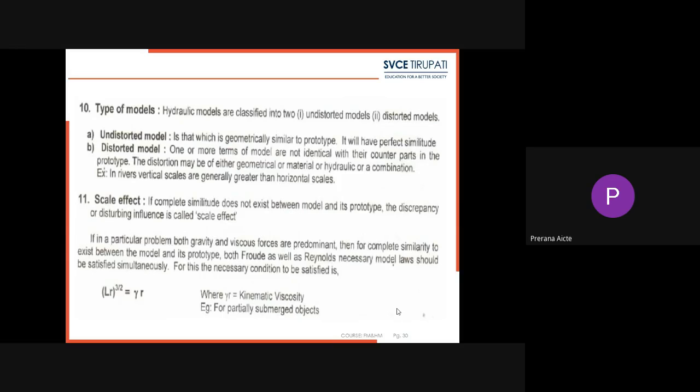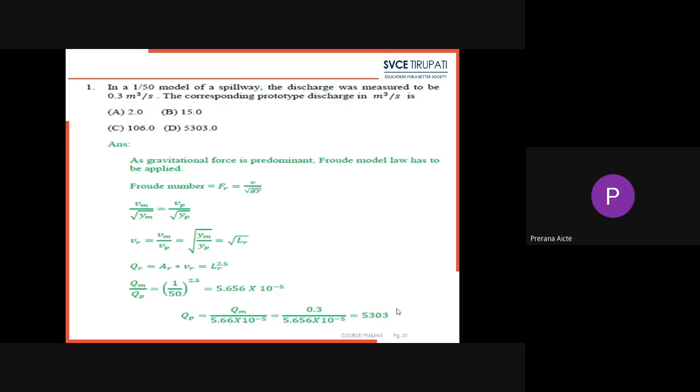If in a particular problem, both gravity and viscous forces are predominant, then for complete similarity to exist between the model and its prototype, both Froude as well as Reynolds model laws should be satisfied simultaneously. For this, the necessary condition is LR whole power 3 by 2 is equal to gamma r, where gamma is the kinematic viscosity, and an example is partially submerged objects.